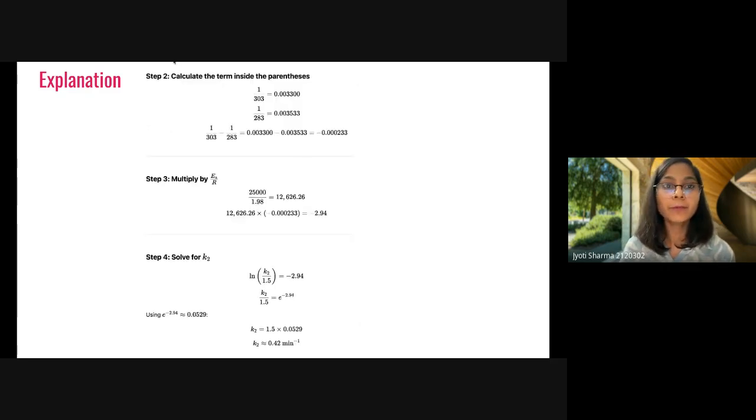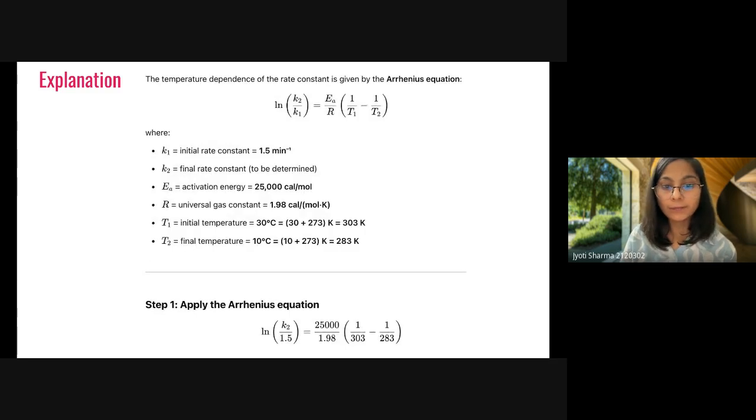If you have any problem, you can tell me. Otherwise, this is how we will put everything into our one equation, and then solve step by step, and this is how we will calculate the k2 value. This is the rate constant when your temperature is 10 degrees Celsius, right?